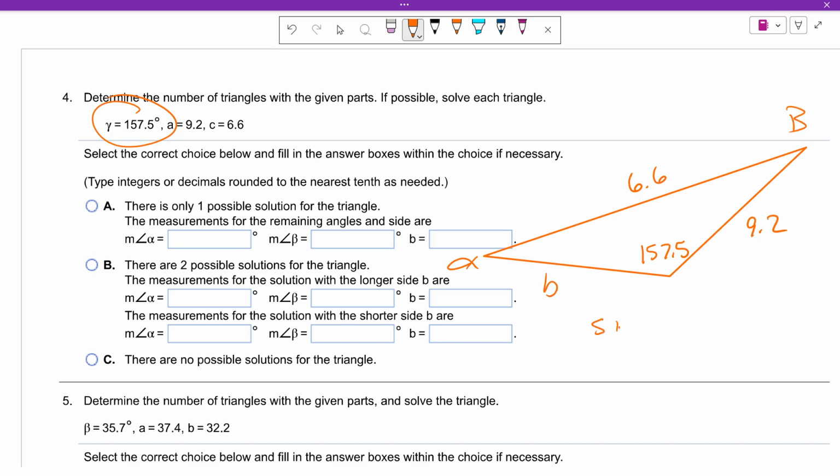So if we go sine of 157.5 over 6.6 equals the sine of alpha over 9.2. Take 9.2 times sine of 157.5 divided by 6.6. Hit inverse sine of your answer. And what do you get?